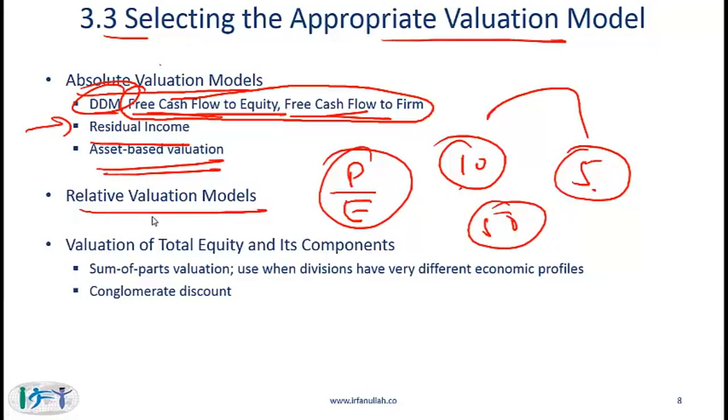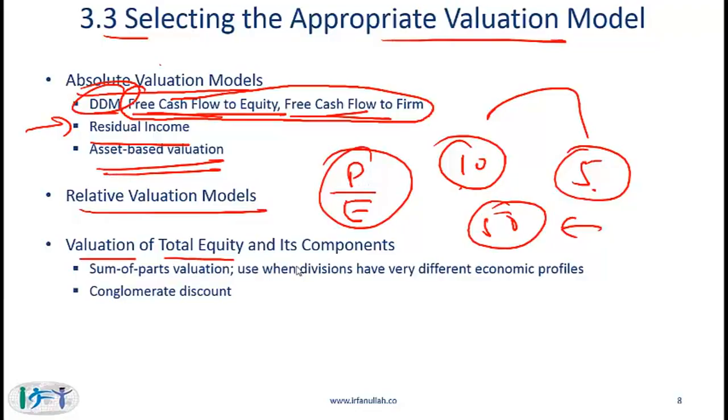Why is this called relative valuation? Because this number of 50 is being arrived at based on the PE of comparable companies. This is not based on the fundamental attributes of the company that you are evaluating.